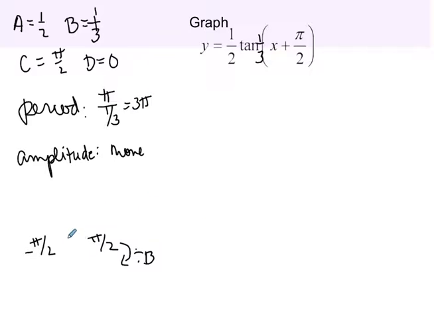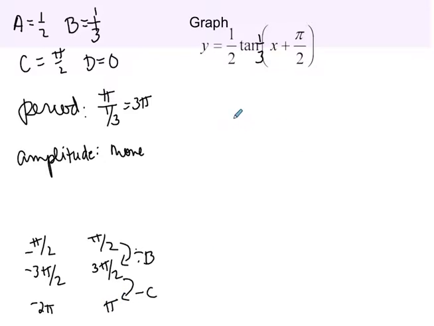So now, normally I would graph between negative pi over 2 and positive pi over 2 for tangent, but I need to divide by B, so I'm going to divide each of these by 1/3. So that's between negative 3 pi over 2 and positive 3 pi over 2. Now I have to shift it because my C value is pi over 2. I'm shifting it left. I subtract C. So I'm going to subtract pi over 2 from each of these. When I subtract pi over 2 here, I get negative 4 pi over 2, or negative 2 pi. And over here, I subtract pi over 2 from this and I get 2 pi over 2, or pi.